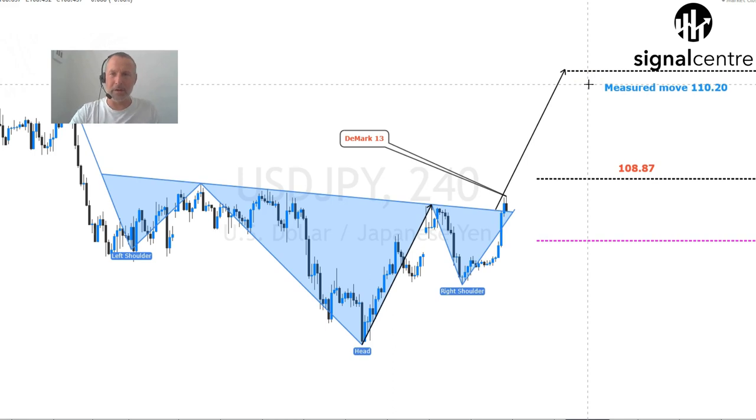We've got DeMark telling us to sell. We've got the head and shoulders telling us to buy. So really, I think at the beginning of next week, at least, dip buying for us is probably the opportunity, with the risk reward factor being ample for that measured move target of 110.20.